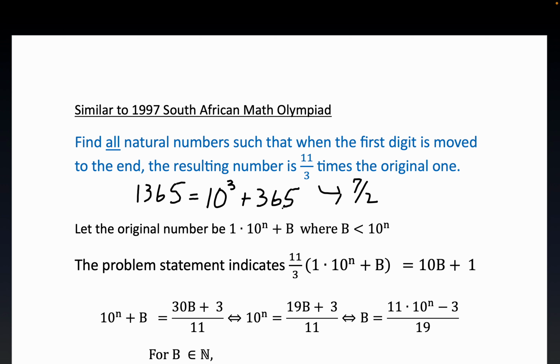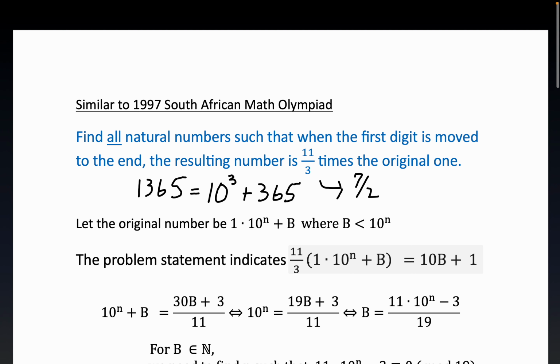Now, there's nothing in this about the last digit, which is a little unsettling. But in any event, notice that 365 is less than 1,000, and that's why we write this condition here. Now, here's what the problem statement says. It says, take 11/3 times the original number. Well, this is our original number. Now, this part's a little weird right here.